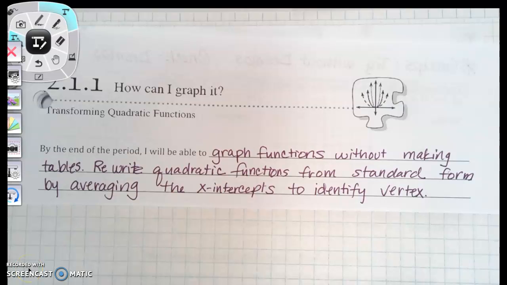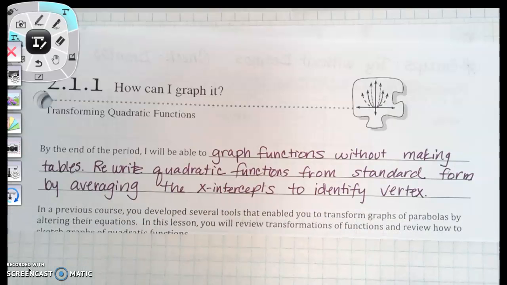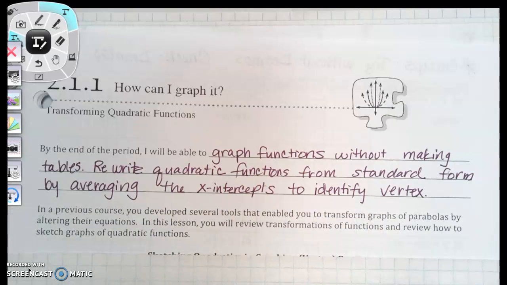Section 211, which is titled, How Can I Graph It? We're going to be talking about transforming quadratic functions. By the end of this lesson, I will be able to graph quadratic functions without making tables. You're going to rewrite quadratic functions from standard form by averaging the x-intercepts to identify the vertex.